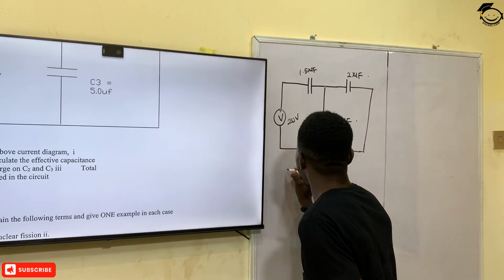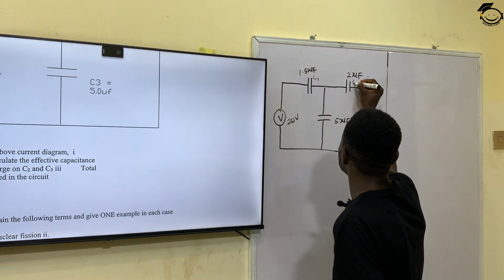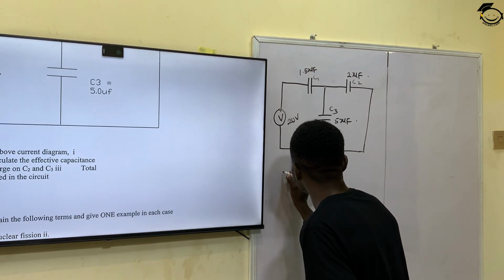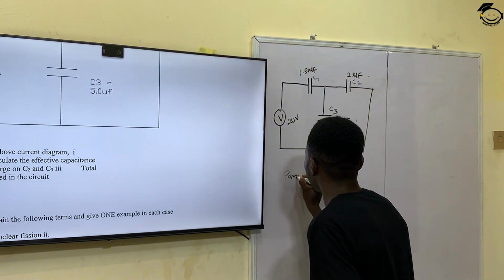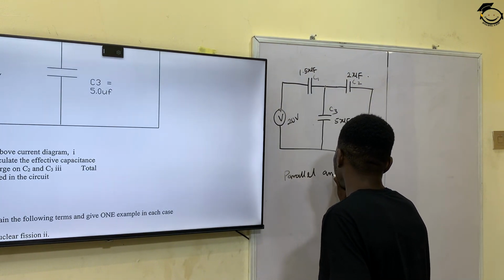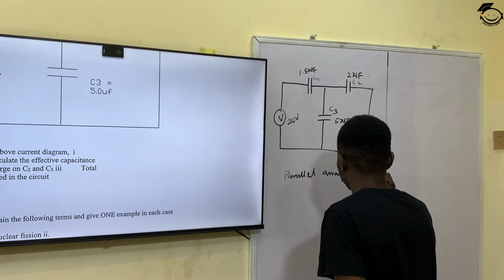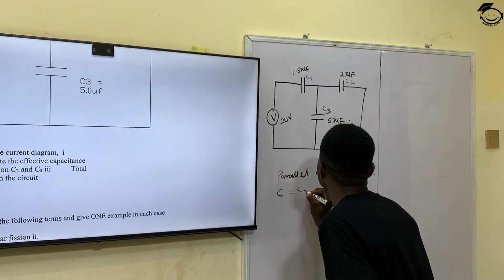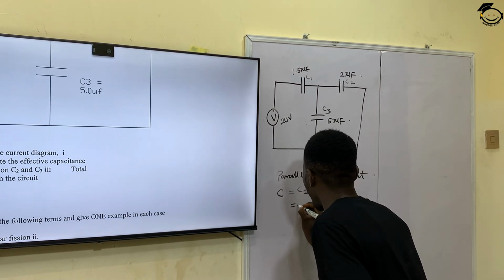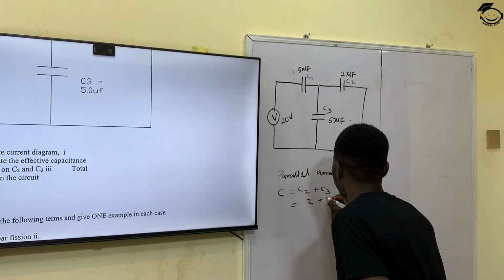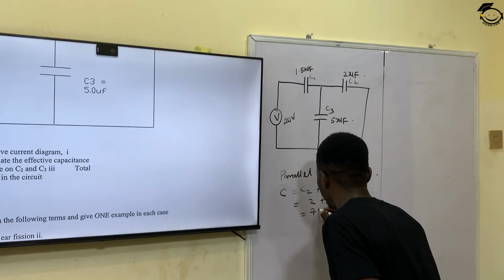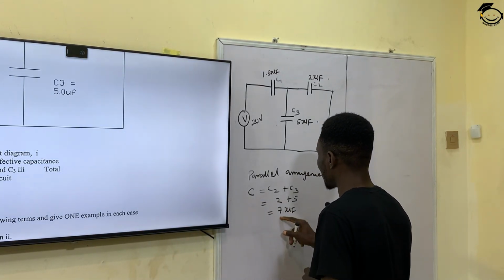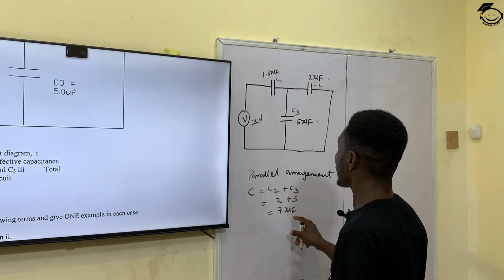So it means that if I say this is C1, this is C2 and this is C3, the first part, the parallel arrangement, means that the C of my parallel arrangement is C2 plus C3. This means I have 2 microfarad plus 5 microfarad, which will give me 7 microfarad. So the total capacitance of the capacitors connected in parallel is 7 microfarad.